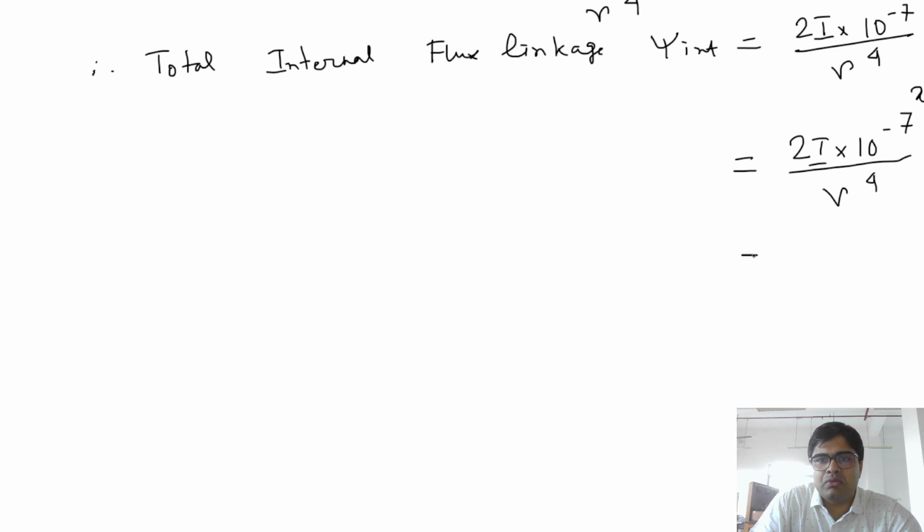So altogether we will get the result I by 2 into 10 to the power minus 7 Weber turn per meter. So this is the internal flux linkage.